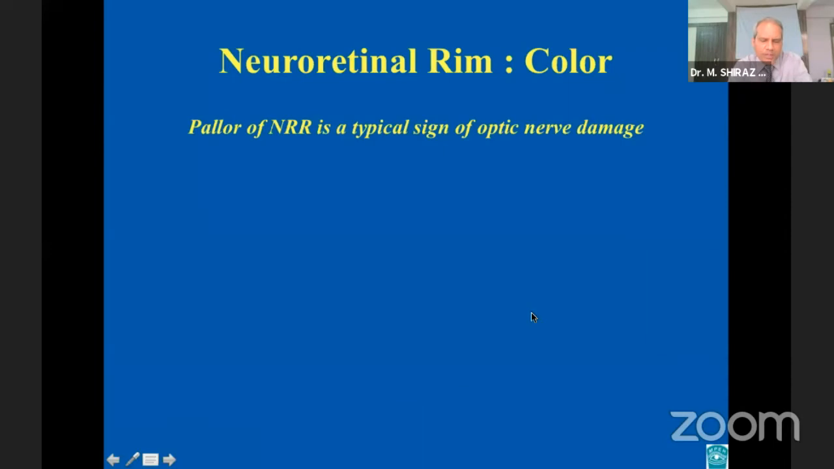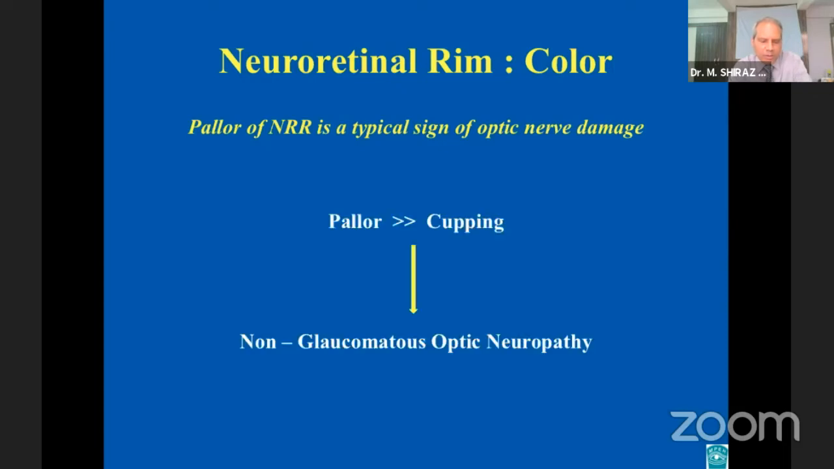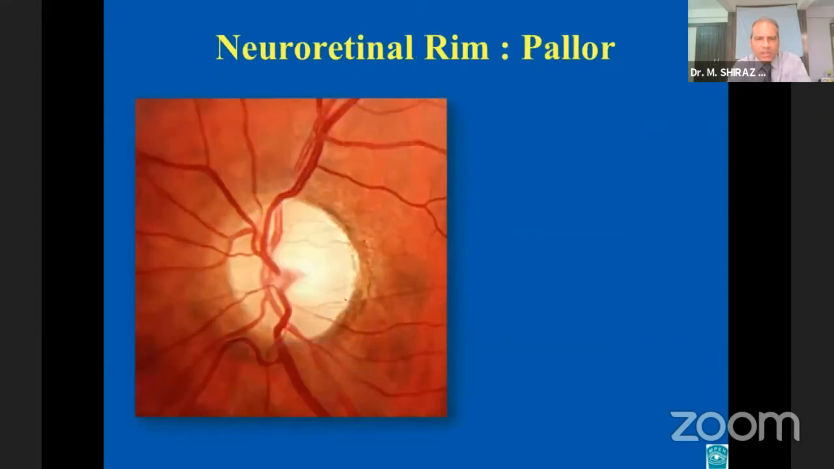Increasing pallor of the optic disc, and especially of the neuroretinal rim, is a typical sign of optic nerve damage. The increase in pallor of the neuroretinal rim may be more marked in eyes with non-glaucomatous optic neuropathy than in eyes with glaucoma. Here, the optic disc is grossly pale with pallor of the neuroretinal rim.